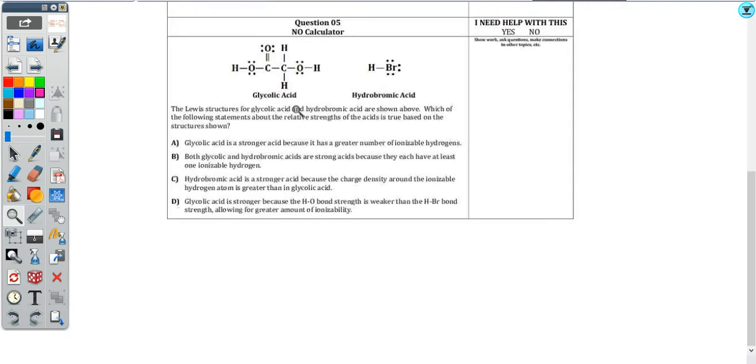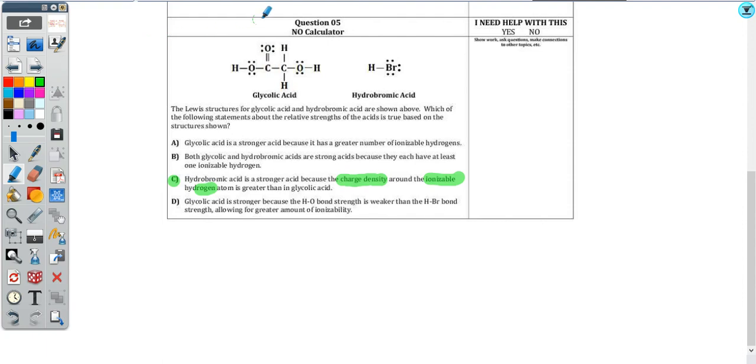Okay, next, here you're given a couple of acids and you're trying to identify which of them is the strong acid. This one is actually just getting you to think about how this works with very specific terminology. So I'm going to jump down here and give you this answer, and then we'll talk about why this is true. Hydrobromic acid, stronger acid, because the charge density around the ionizable hydrogen atom is greater.